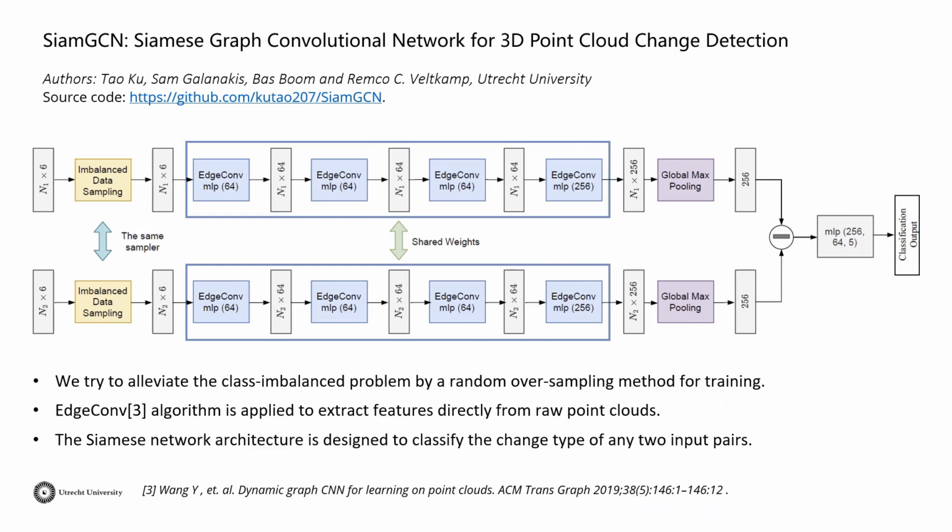The third team proposed a seminal graph convolution network for 3D point cloud change detection. Unlike the previous two methods, SAM-GCN can directly take the extracted point clouds as input without removing planes and outliers. Since the task is to classify change types instead of object classes, we don't need to extract the objects correctly.